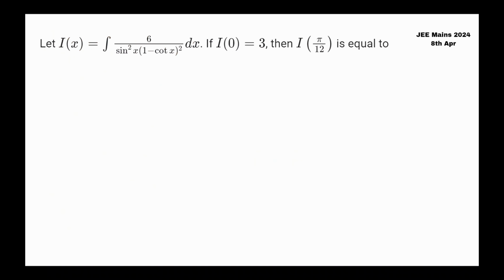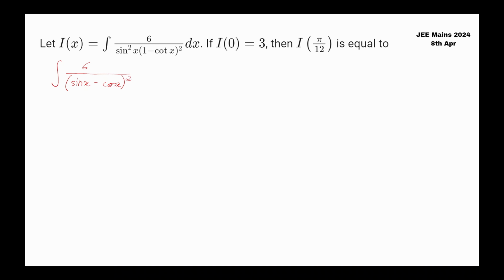So what has been given to us in the question? Integration of sine square x into 1 minus cot x whole square. To solve this integration, first let us multiply sine square x inside the bracket. So we would have sin x minus cos x whole square. Of course, cot x can be written as cos x by sin x. Sin x and sin x would cancel out amongst each other, and this is what we would get.